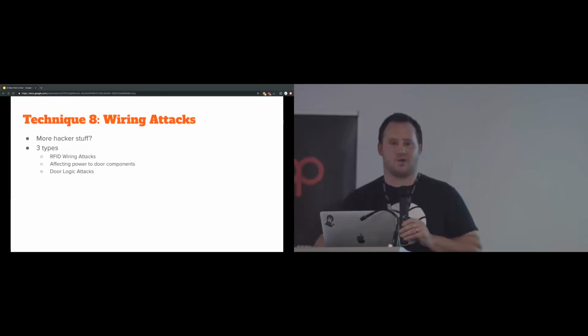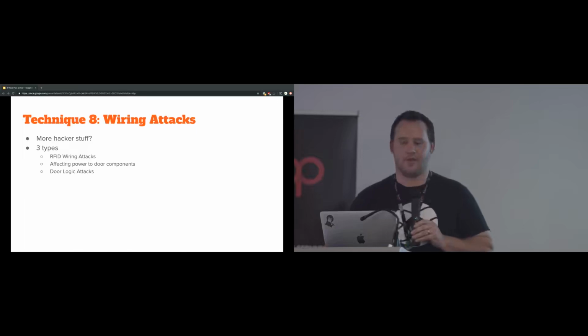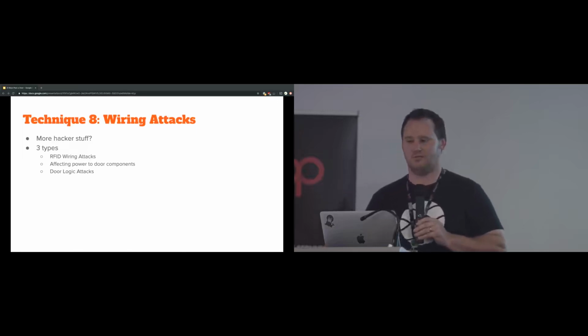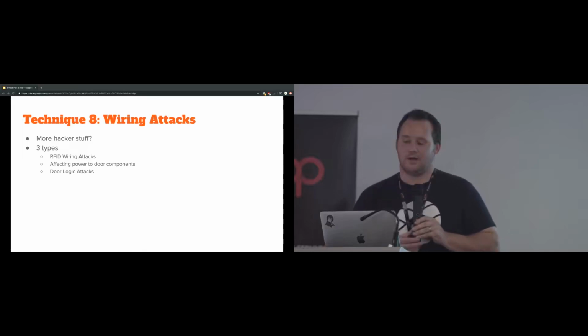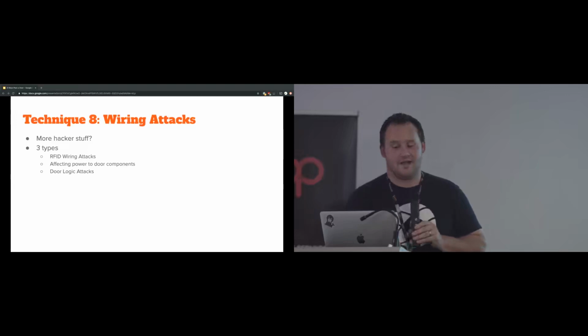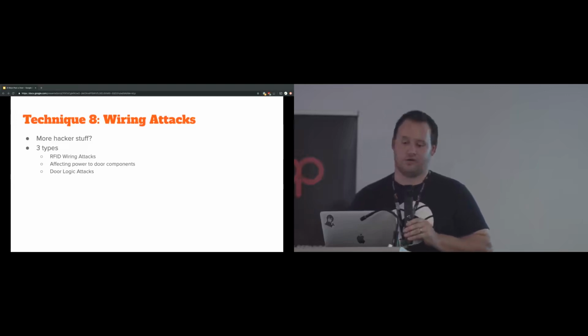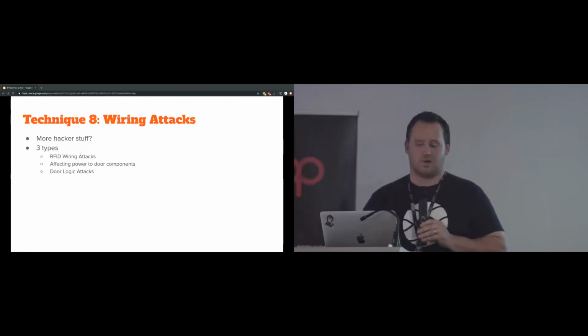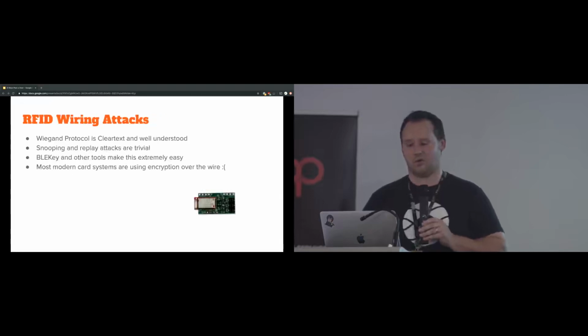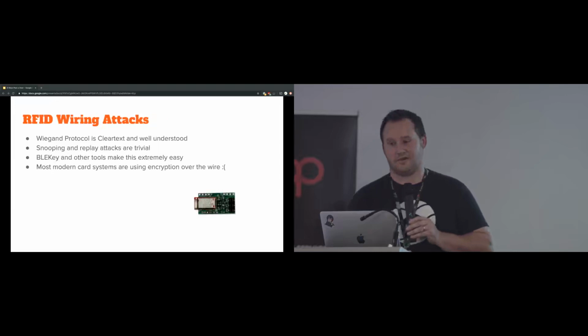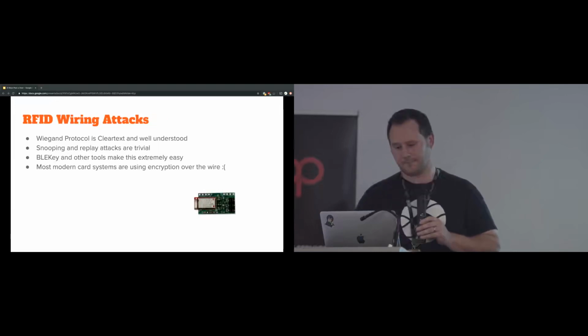Right, so now we get into some interesting stuff, which is attacking door control wiring. And there's three ways I'll talk about for doing this. You can go after the card reader wiring. You can directly add or remove power to door security components. And you can do some crafty things around the door control logic, which is mostly manipulating the hardware that's responsible for things like the request to exit functionality.